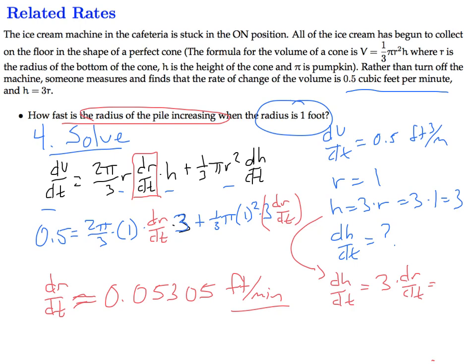So this is what this means: this pile of ice cream is not moving too fast on the ground. When the radius is 1 foot, it should be more than enough time for someone to hopefully unplug that machine and clean this up with a mop before it makes a mess. But anyways, this is how you go about solving these related rates problems.